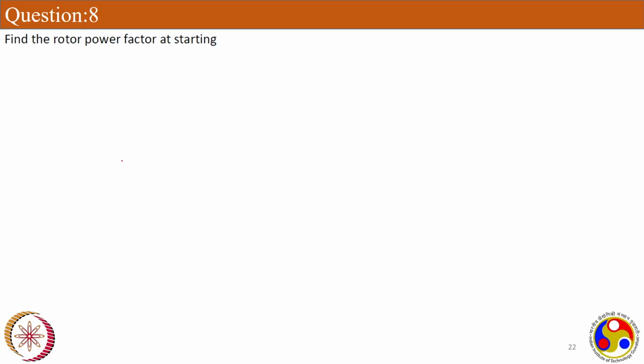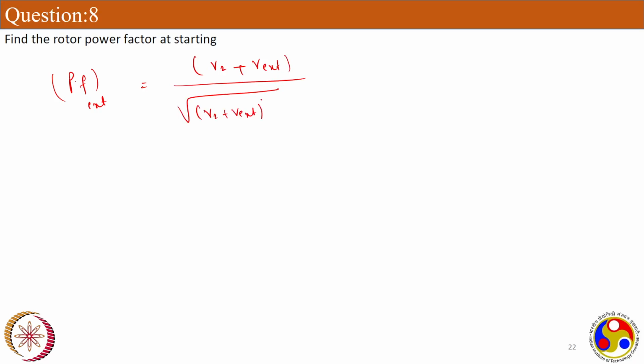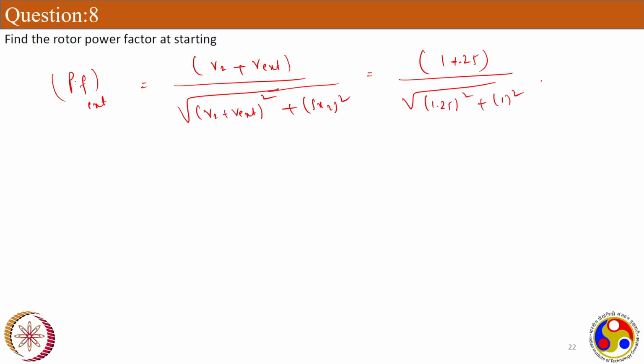If you see the rotor power factor, you will see how much it is improved. Power factor after adding external resistance is resistance by impedance. Resistance is R2 plus R external divided by impedance, which is the square root of (R2 plus R external) square plus (S X2) square. Now it will be (1 plus 0.25) divided by the square root of 1.25 square plus 1 square. This will come around 0.78 or something.